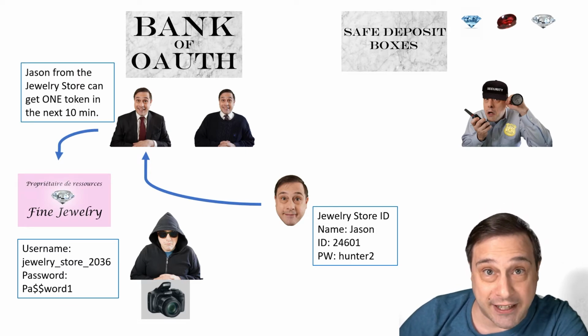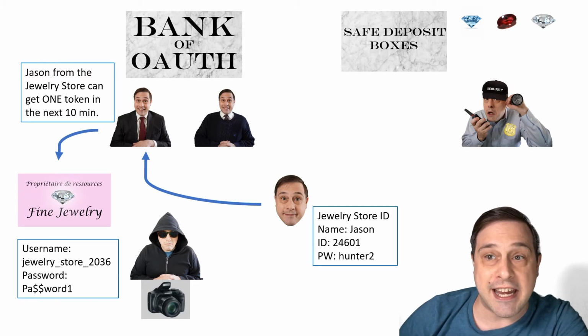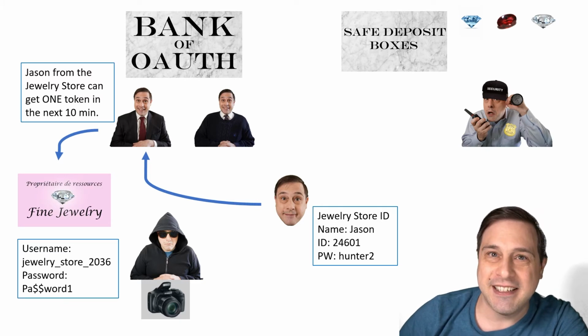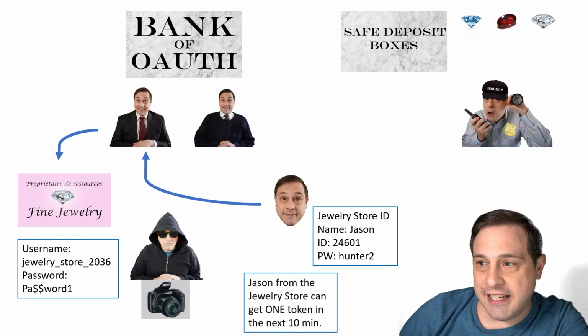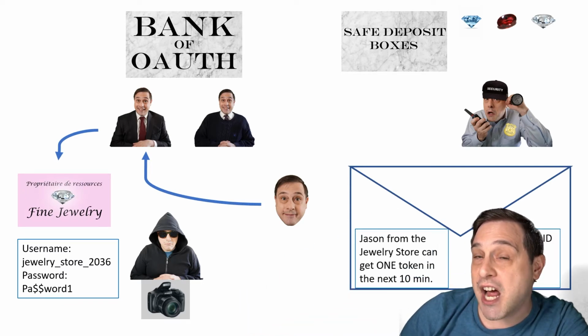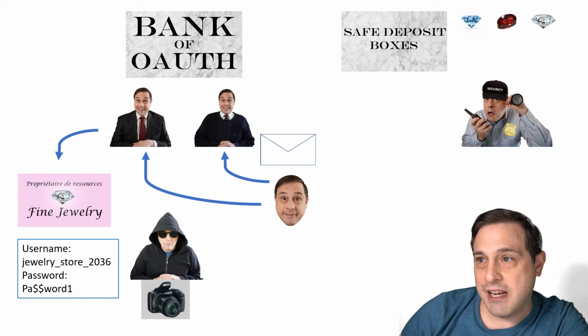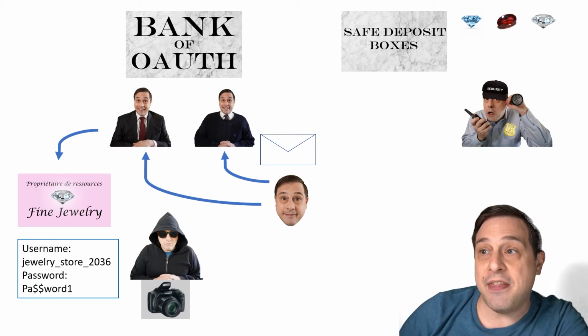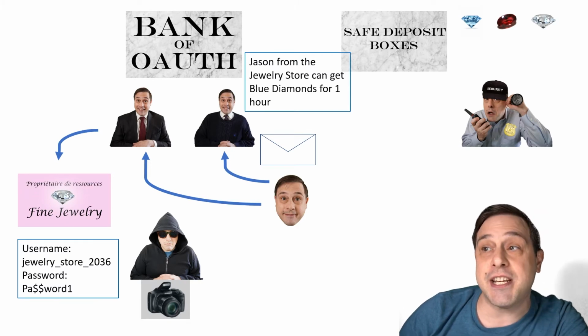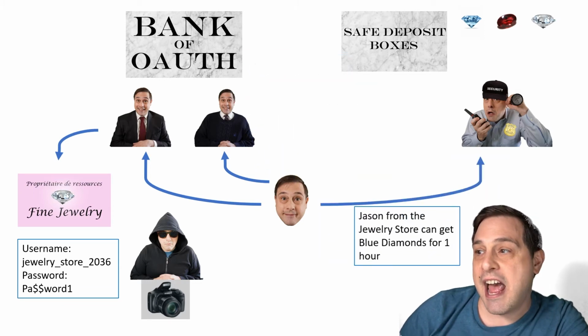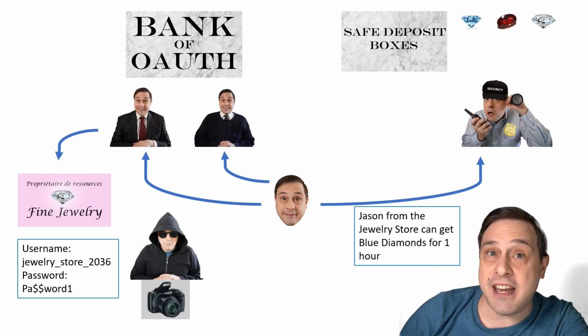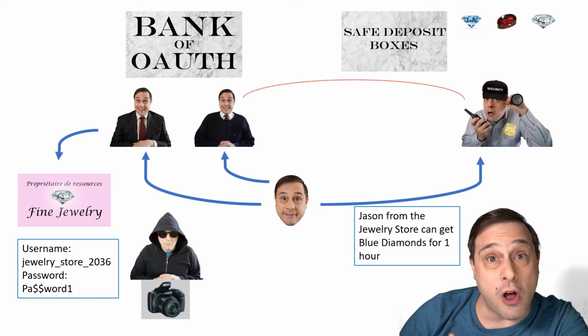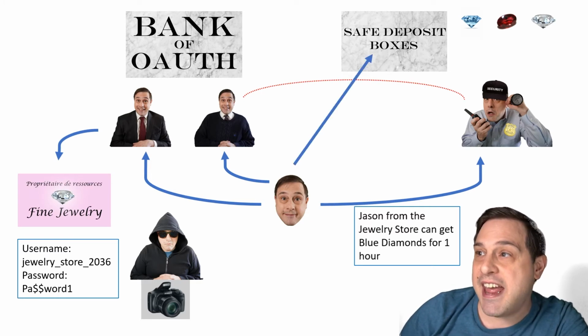Now this ticket is different. This ticket says Jason from the jewelry store can get one token, in the next 10 minutes. He then gives him that ticket. He takes that to the next teller, but he puts them in an envelope, hands the envelope to the second teller. The teller then verifies the password, and then the second teller prints out a ticket that says, "Jason from the jewelry store can get blue diamonds for 1 hour." He then puts that ticket inside an envelope, and now Jason can get that ticket, use it to present to the security guard. The security guard will always check with the teller to make sure he printed it, and then will allow Jason into the safe deposit box to get the blue diamond.